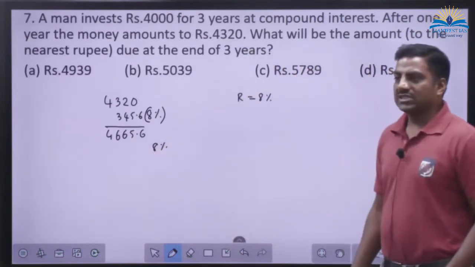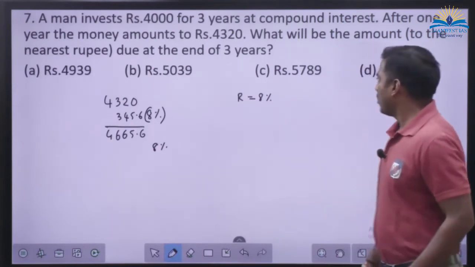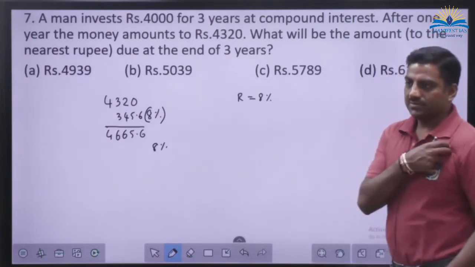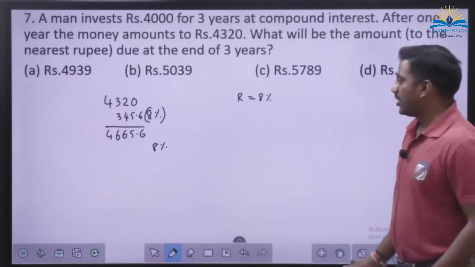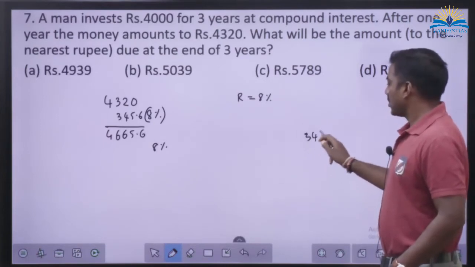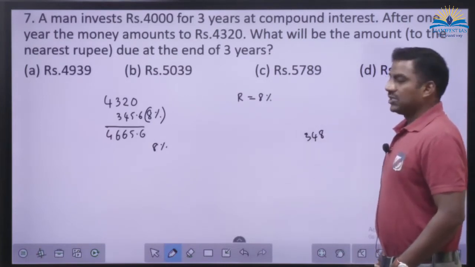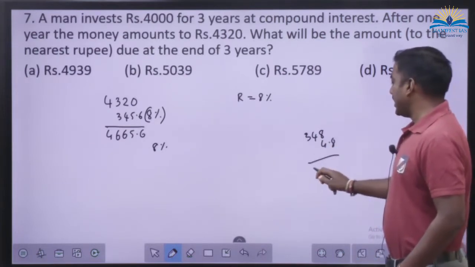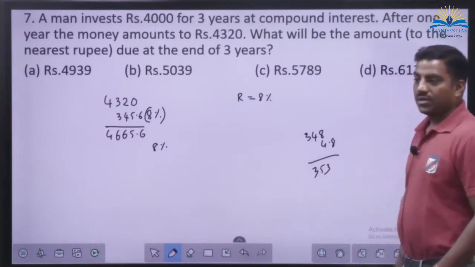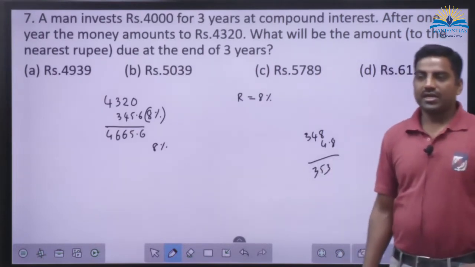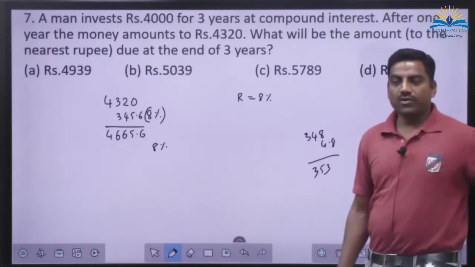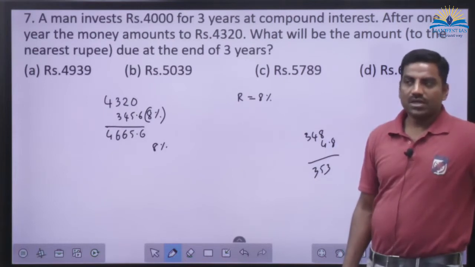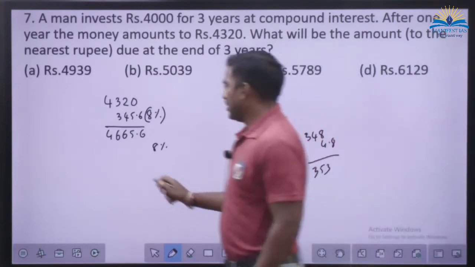Another 8%. First you calculate for 4,600. 8% of 4,600 is somewhere close to 368. Then 8% on this 60, somewhere 4.8. So roughly you have to add 373. Roughly, not accurate. So add 373 here.